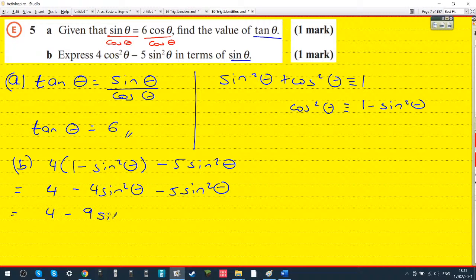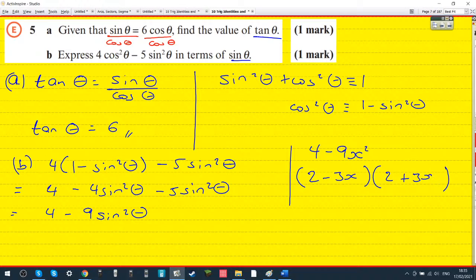Yeah. And that's sine squared. We want just sine. It's very difficult to see anything else you can do. What if I did this one? 4 minus 9x squared. Any idea how you could factorize that into 2 brackets? No. That would be difference of 2 squares. 2 minus 3x, 2 plus 3x.